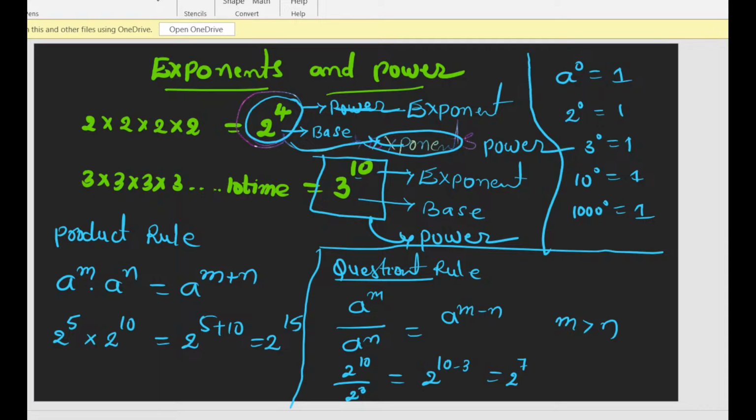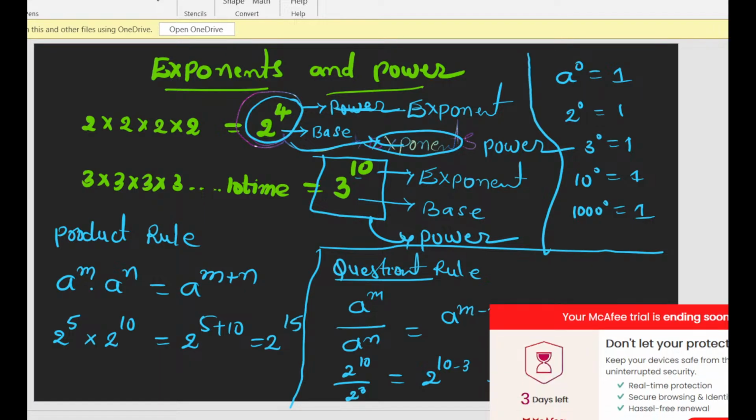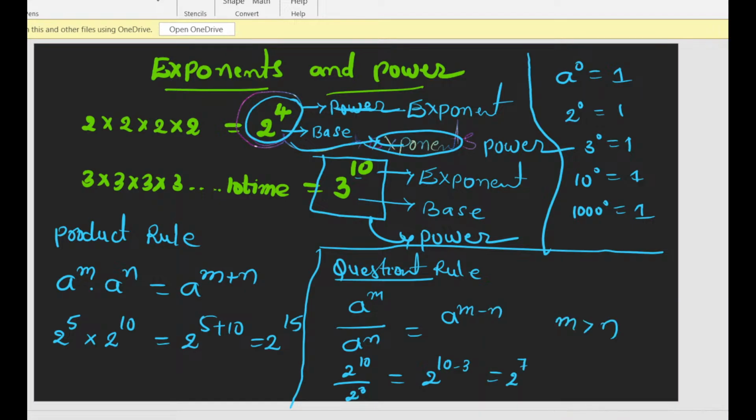Okay, so remember this. The product rule: a power m into a power n is equal to a power m plus n. Again, the quotient rule: a power m by a power n is equal to a power m minus n, where m is greater than n. For example problems I have also taken.